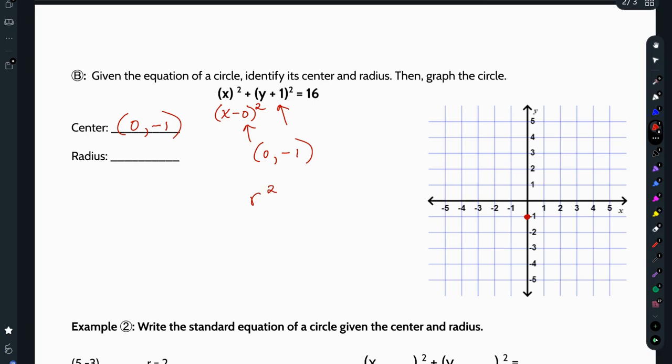The radius squared is equal to 16. We have the square root of the radius squared is 16. So r is equal to 4. Count up 4, down 4, left 4, and right 4, and connect the dots.